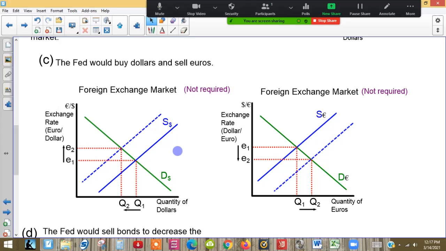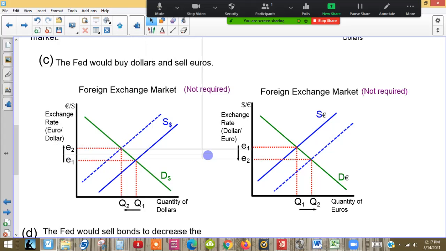So if we look at the market for dollars right here, if they buy dollars, it's going to pull the dollars out of the foreign exchange market. So the supply of dollars is going to shift to the left, which is going to raise the value of the dollar against the euro.